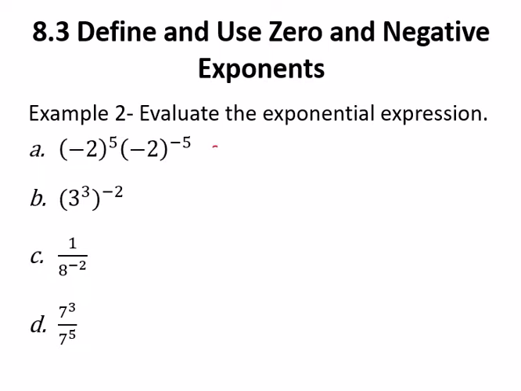So in this case, with part A, the base is the same, so that is -2. And this is what I would think is the product of powers. So I'm going to end up adding the exponents here, 5 and -5. So that becomes -2 to the 0th power, or just 1. So why don't you see what you can go ahead and do with B, C, and D, and pause the video and then see if our solutions match up.